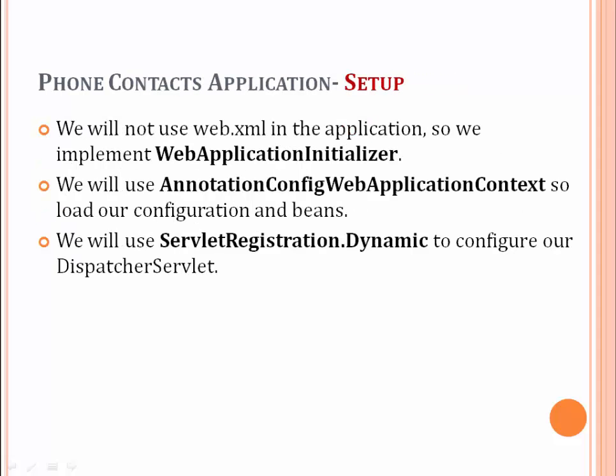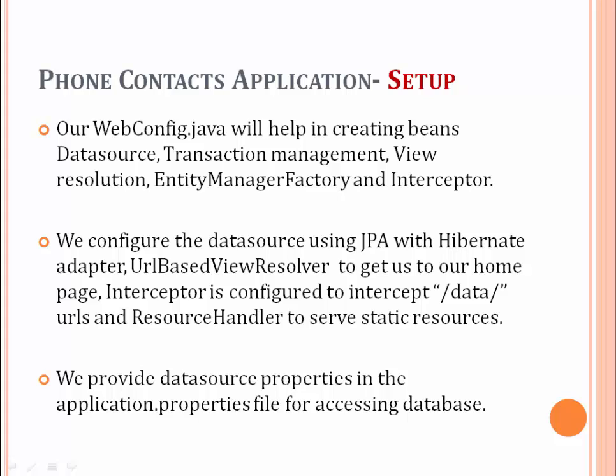Initializer.java implements WebApplicationInitializer, and we need to use AnnotationConfigWebApplicationContext to load our configuration and the beans. The dispatcher servlet is registered using ServletRegistration.Dynamic. The configuration to get our application up and running, including the data source configuration, transaction management, view resolution, the entity manager factory, and the interceptor, are configured as beans in the WebConfig.java.